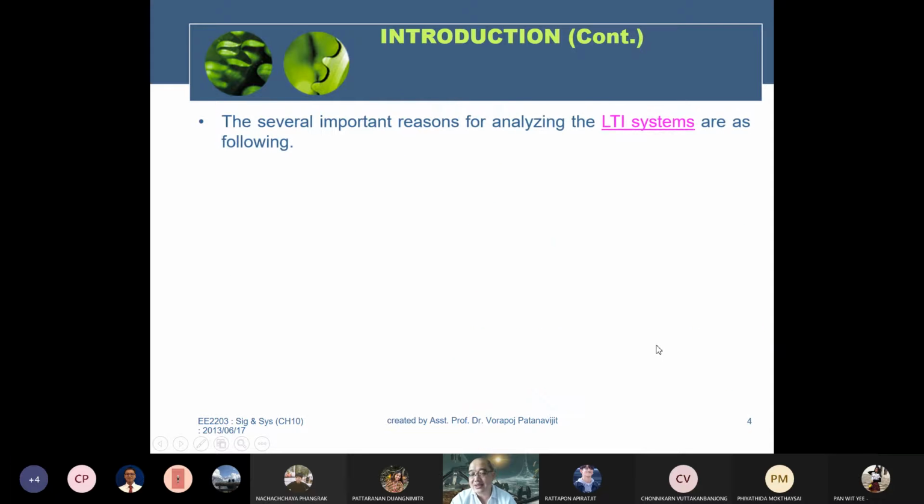In this case, you know that the system has 6 properties, but we fix 2 first. If the system is linear and time invariant, we will consider the special case of systems that are linear and time invariant, so-called LTI. There are several important reasons for analyzing the LTI system, as follows.